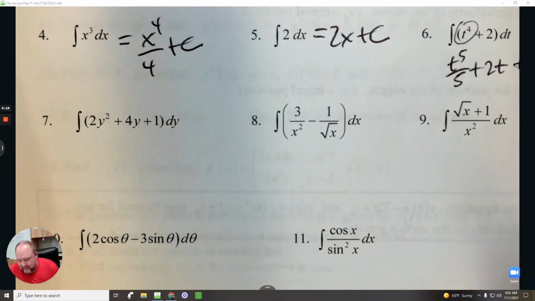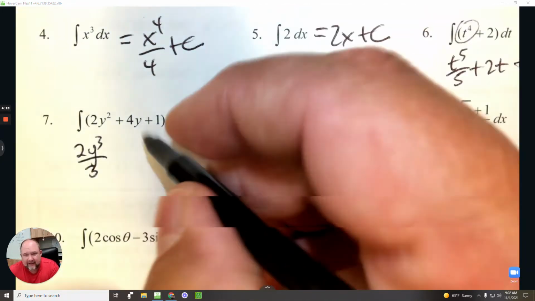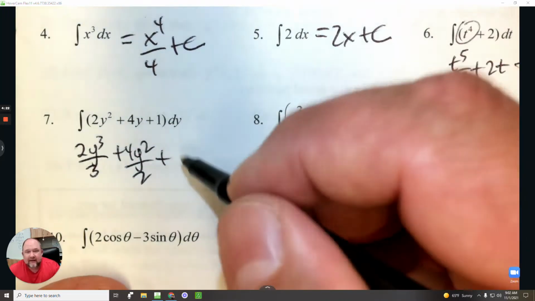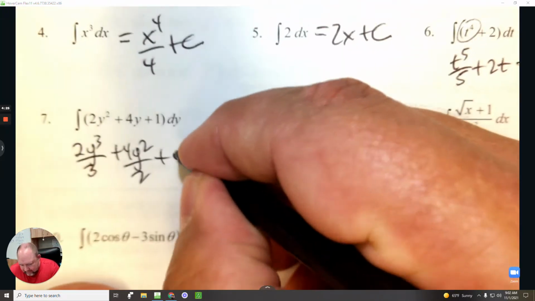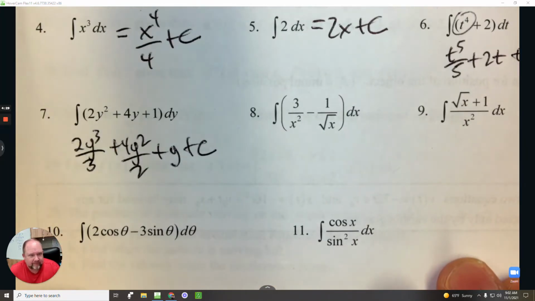Here again, just each one adding and subtracting. So I'm going to add 1 to the exponent and divide. I'm going to add 1 to the exponent and divide. The antiderivative of 1 is just 1y, and then the candy. Don't worry about simplifying this unless you have to.